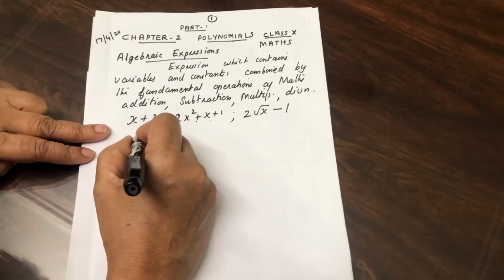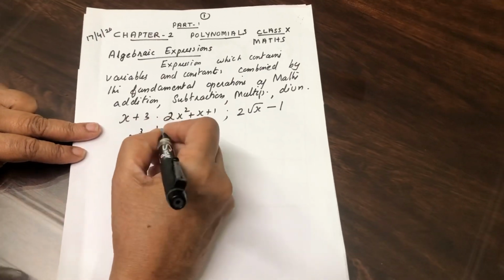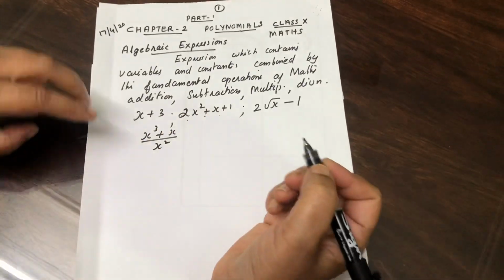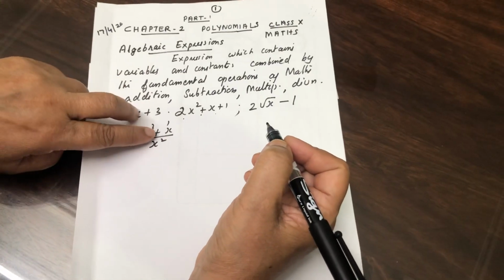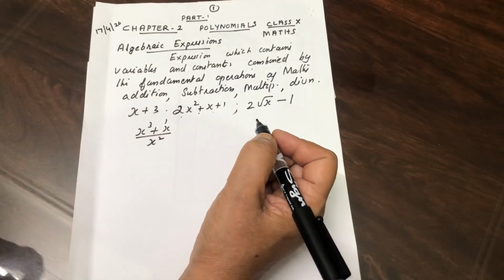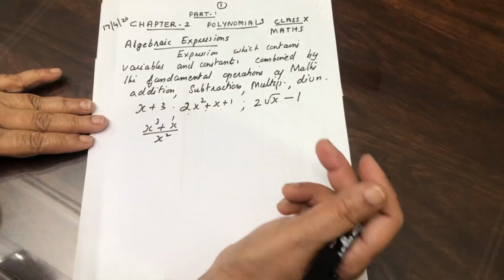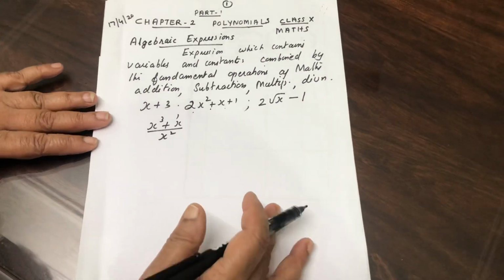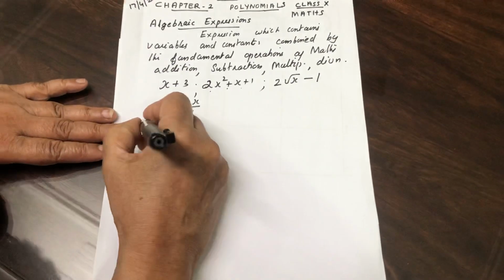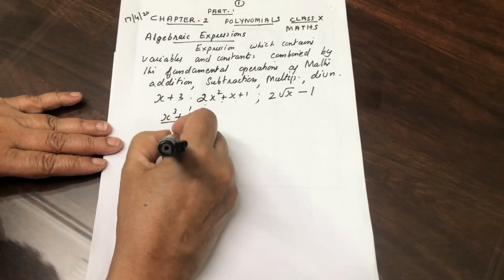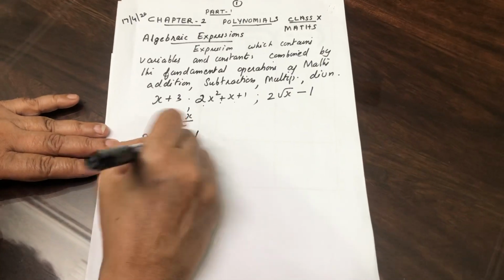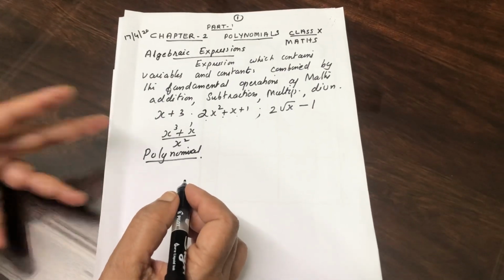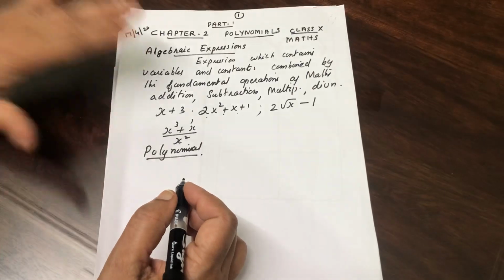Now take x cube plus x squared, x by x squared. Here also addition, division, and there are only variables. It's not compulsory that there should be a constant. So all these are known as algebraic expressions. Now you have learned this, polynomial. What do you mean by a polynomial? What is the difference between a polynomial and an algebraic expression?